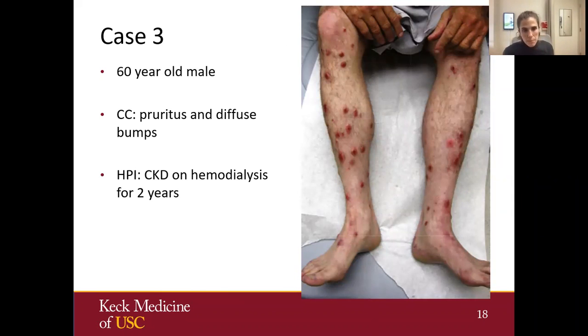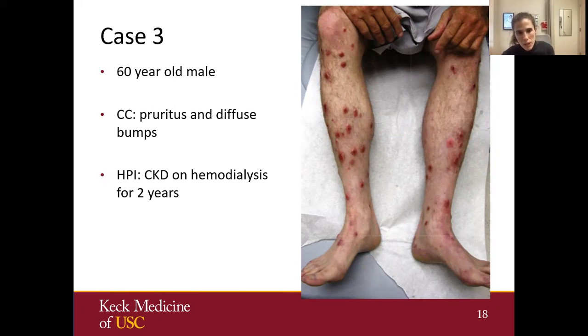So this case is an example of a 60-year-old male who complained of pruritus and diffuse bumps that he was noticing on both his legs, but also on his torso. On the torso, it involved his shoulders and also his arms, his upper back and lower back, but kind of sparing the areas where he couldn't reach. And he has a history of chronic kidney disease and has been on hemodialysis for about 2 years.